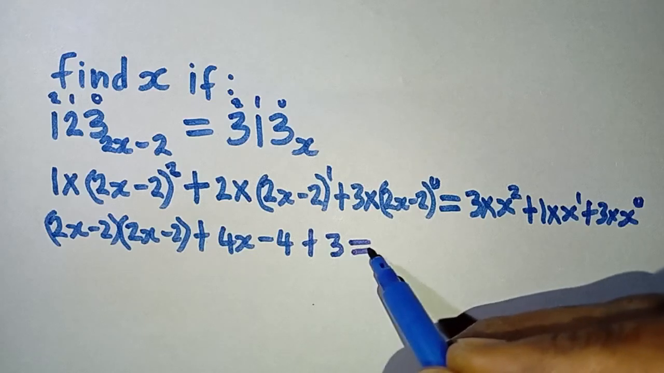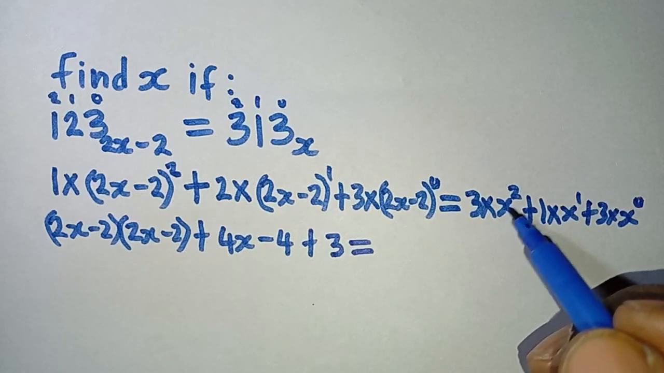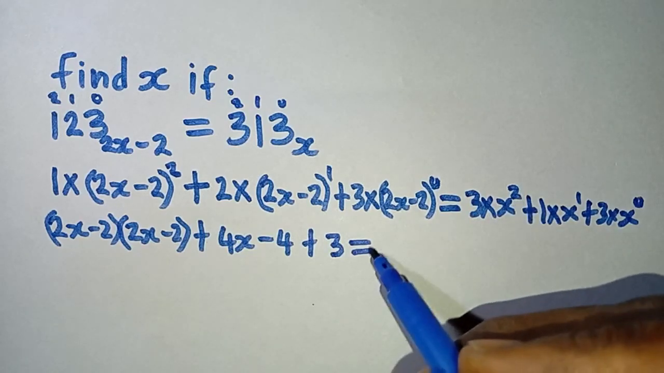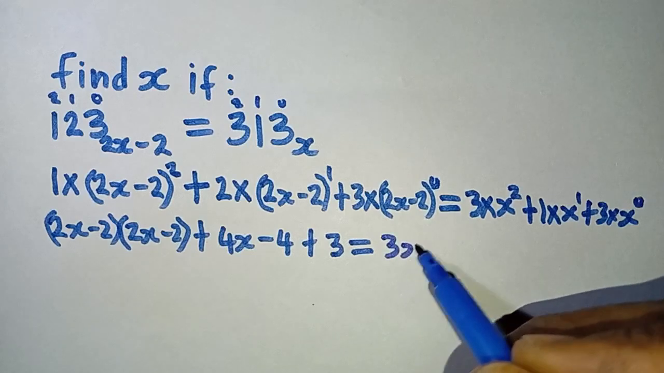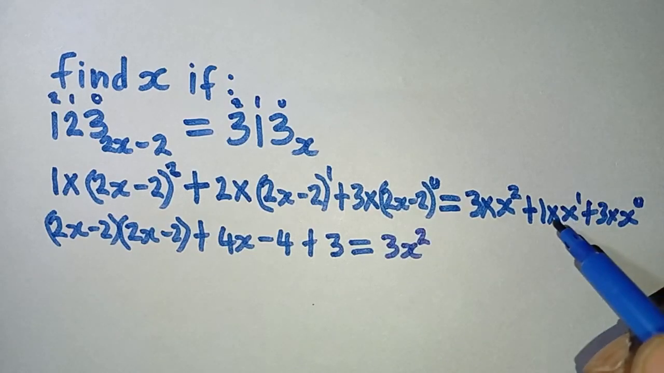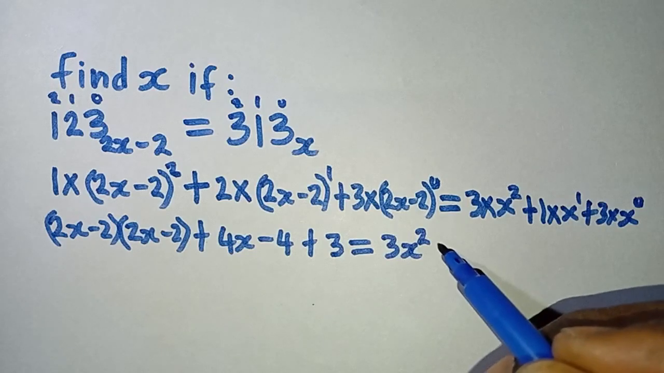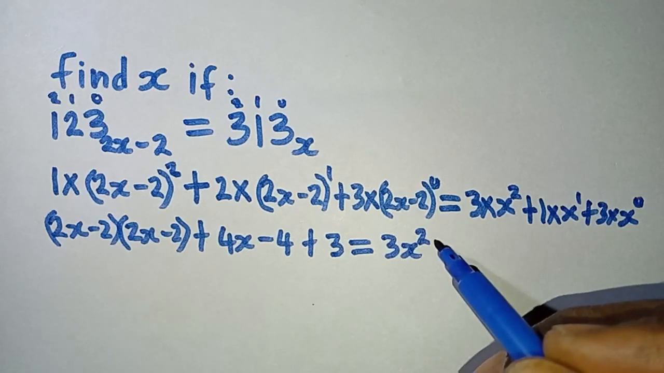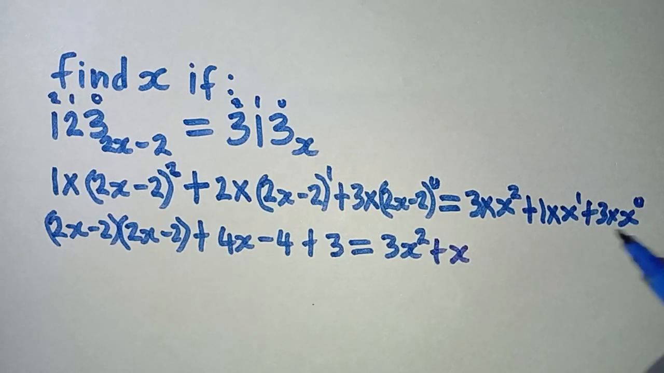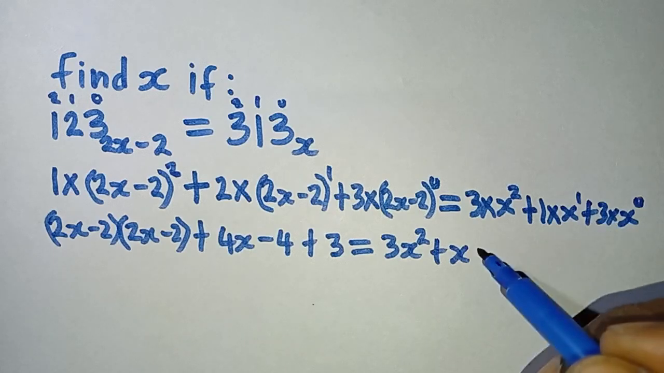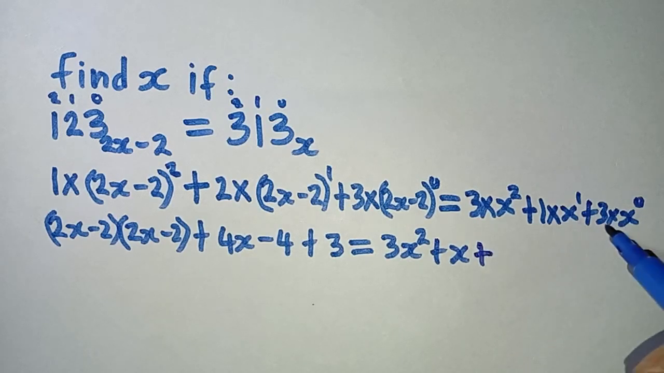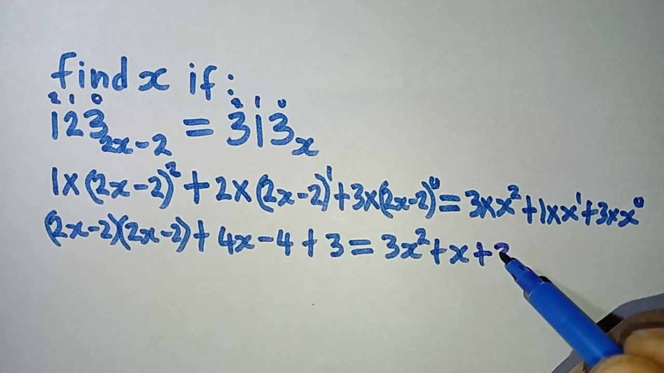And that will be equal to, let's move to the right hand side now. This is 3 multiplied by x squared, which will give us 3x squared. Then 1 multiplied by x raised to power 1 is x. Don't forget the plus sign there, plus x. Then x raised to power 0 is also 1, so 3 multiplied by 1 remains 3, with the addition sign there.